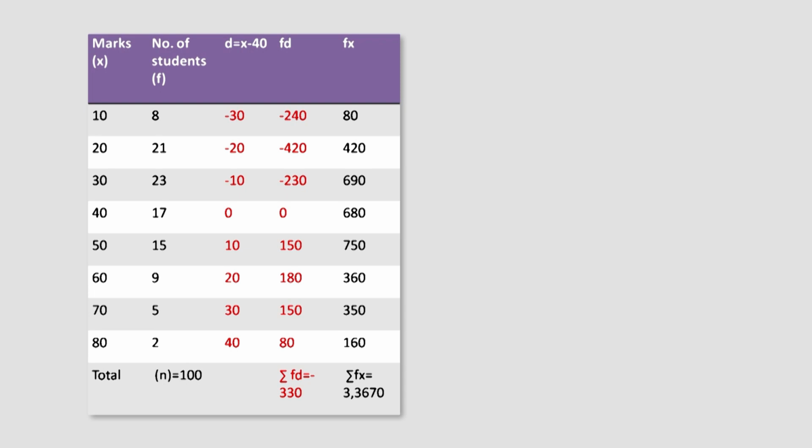Again, for 20 marks the frequency is 21, 30 marks frequency is 23, 40 marks 17, 50 marks 15, 60 marks 9 students, 70 marks 5 students and 80 marks 2 students. And when you add up the frequency column, what are you getting? You are getting the number 100. That means in that class how many students were there? 100 students were there. So, the total number of observations was 100. In this case the population is 100. The population or total number of observations is denoted by small n.